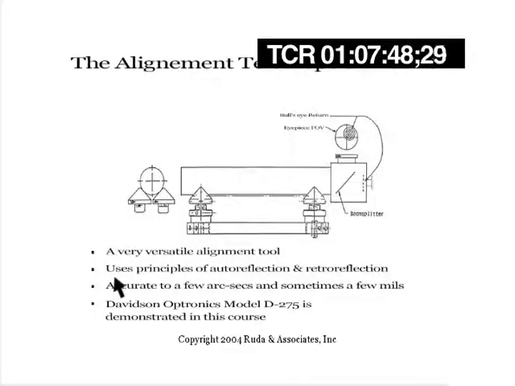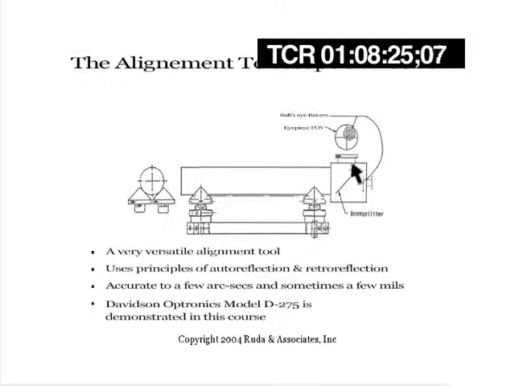Before we actually look at a real Alignment Telescope, I'd like to show you this schematic and walk through it so we know what to expect when we look at the actual telescope. First thing we observe is that the Alignment Telescope consists of a centerless ground steel barrel. The mechanical axis of this barrel is held to the optical axis within a few arc seconds.